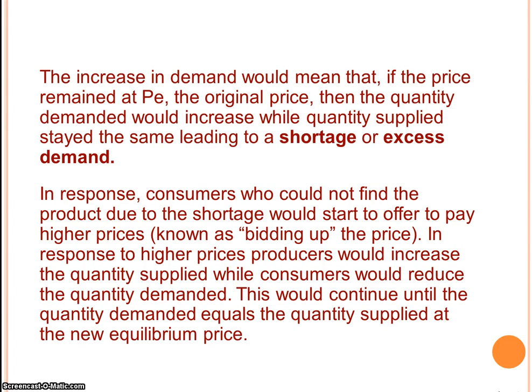Right, so the increase in demand would mean that if the price stayed at PE, the original price, then the quantity demanded would increase, while the quantity supplied would stay the same. So quantity supplied would stay at QE, but quantity demanded will increase to QD because of the price. That would create a shortage or excess demand. So there'd be more people wanting the good than firms prepared to supply it.